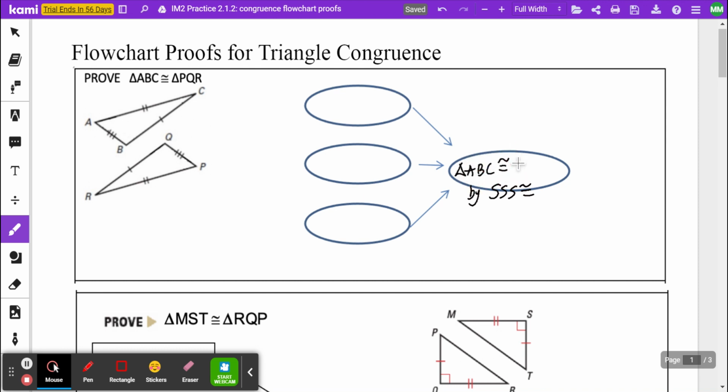is congruent to triangle. Okay, now we have to be careful to match up our vertices. A corresponds to P. B corresponds to Q. And C corresponds to R. So triangle ABC is congruent to triangle PQR. Let's make our statements about sides, because we've got our conclusion, but we need our evidence.